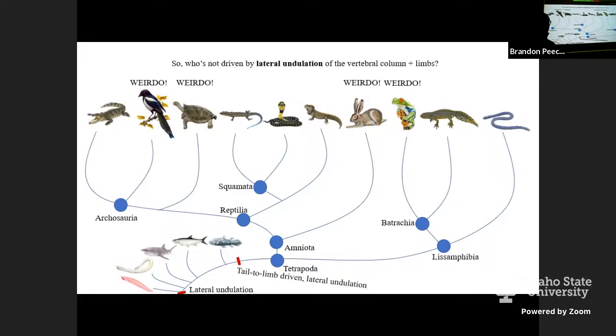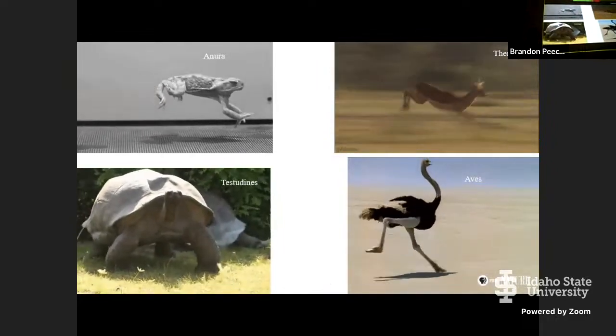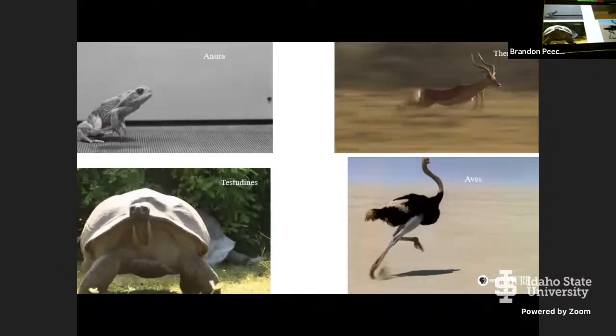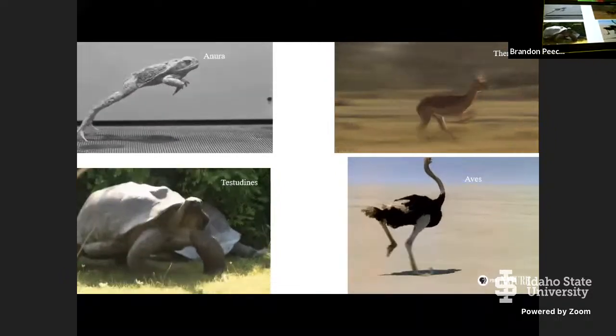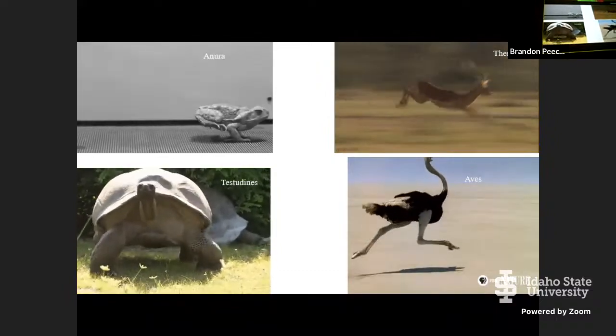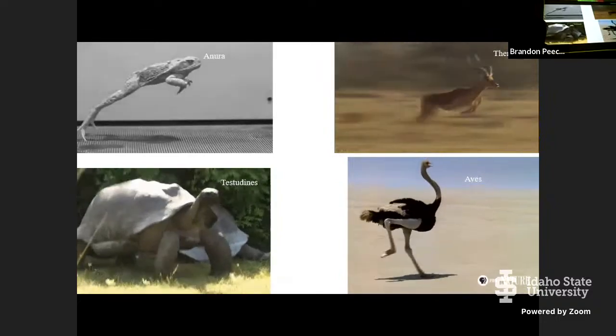So there's these 4 big clades, I'm being pretty simplistic here, of totally different ways of locomoting. So instead of using your vertebral column and side-to-side movement, you're doing something else. So you guys saw at the end of class, frogs, turtles, therian mammals, and birds, which are not using their vertebrae and their tails. They're not going side to side.